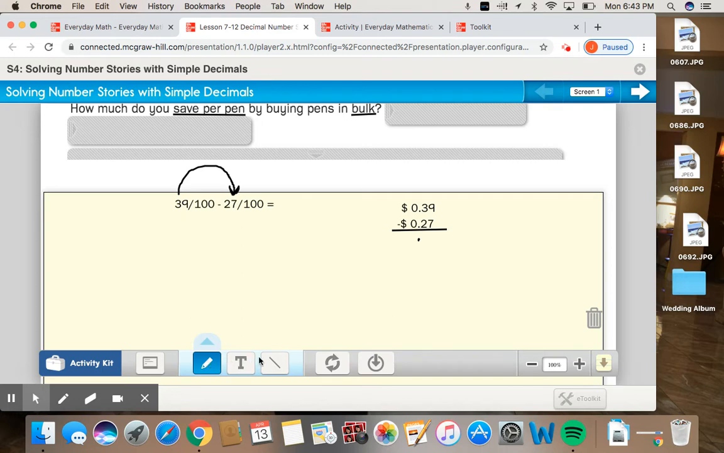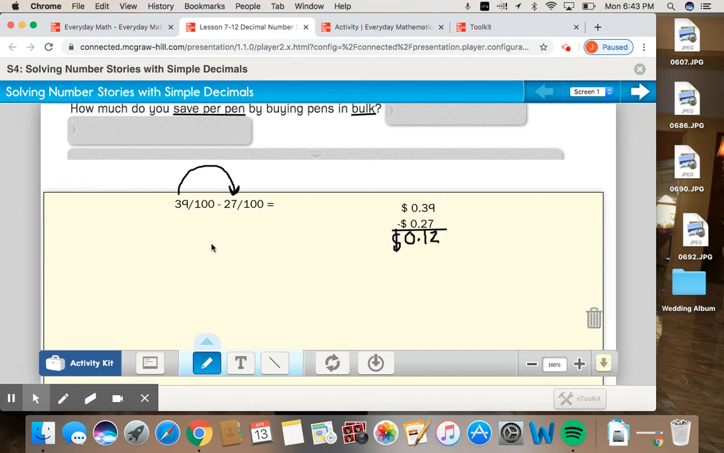So I can go ahead and subtract. And I know I have 9 minus 7, which gives me 2. 3 minus 2 gives me 1. 0 minus 0 is 0. And I want to make sure I have my dollar sign in my answer as well. So I end up with 12 cents. That means I'm saving 12 cents per pen by buying in bulk.